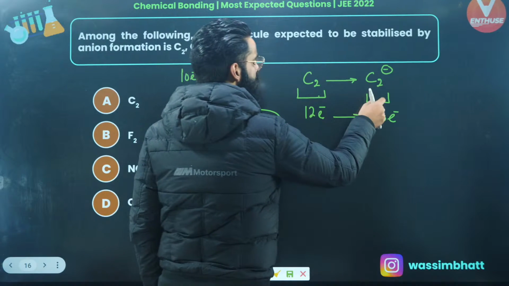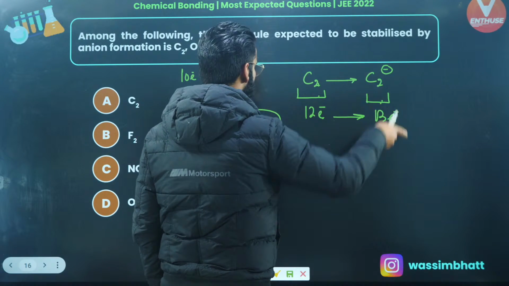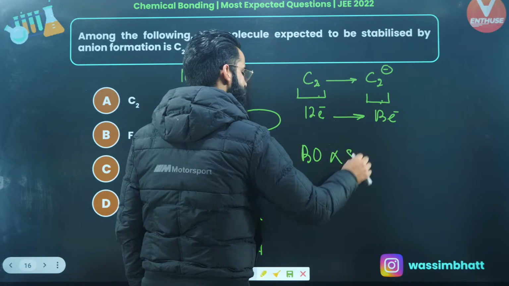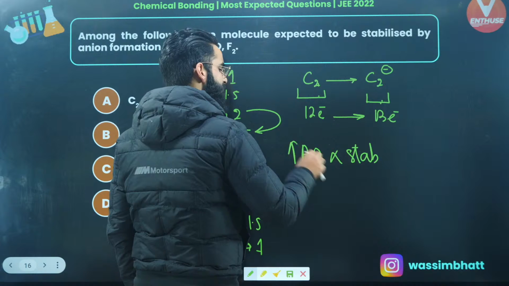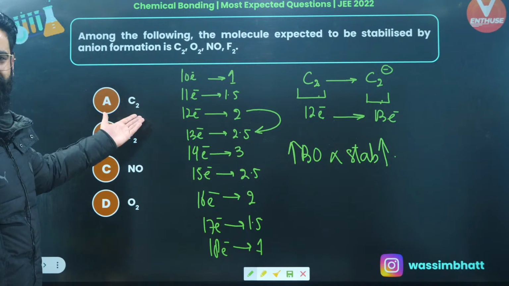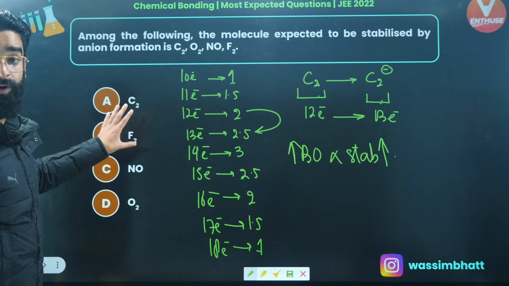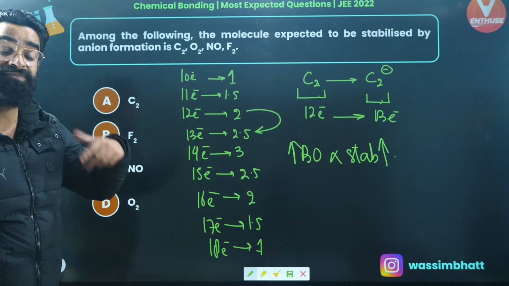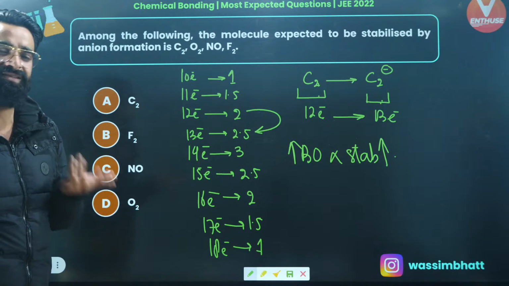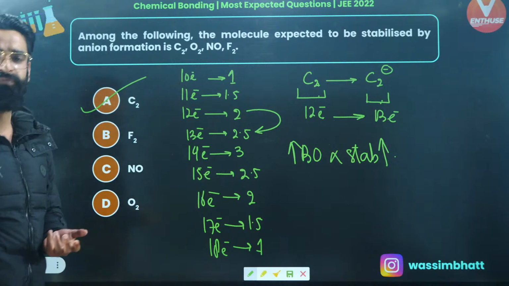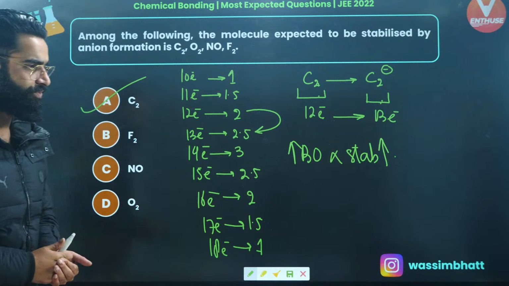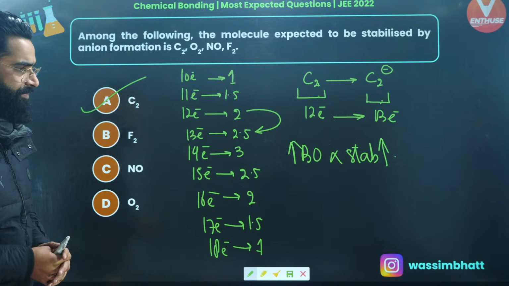So from C2 to C2 negative, when this C2 is forming the anion, is its bond order increasing or decreasing? Its bond order is increasing, and bond order is directly proportional to stability, right? If bond order is increasing, that means due to the anion formation, the stability will be increasing. So you got the first answer correct over here, right? So in case of C2 molecule, when C2 gets converted into its anion, its bond order increases, and that actually means the stability increases. So C2 is the correct answer of this particular question, right, people?